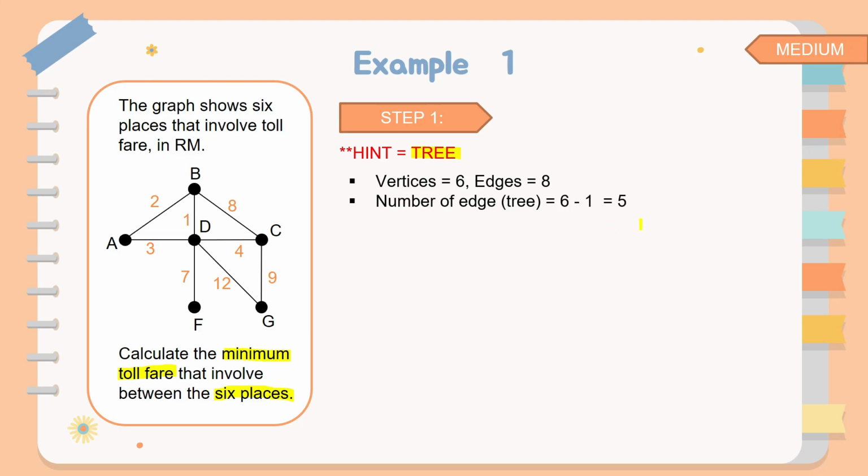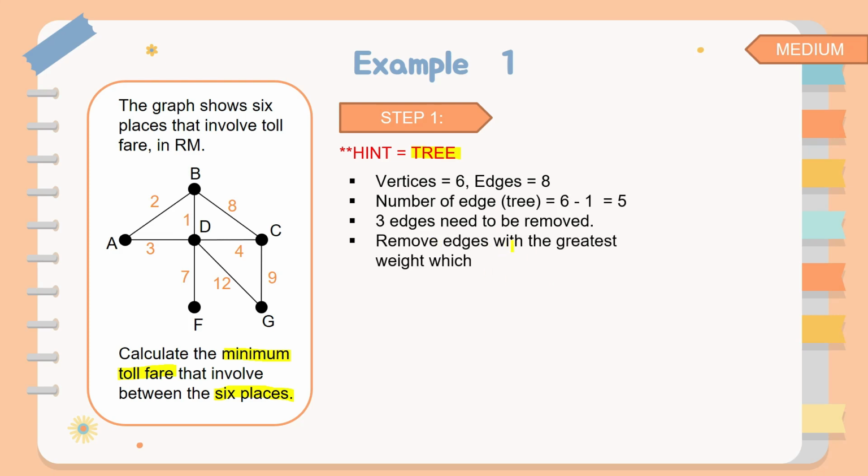You already learned this formula in the previous subtopic, which is the subtopic for subgraph and tree. Because the number of edges in a tree is 5, 3 edges need to be removed from the original graph for us to draw the new graph in tree form.